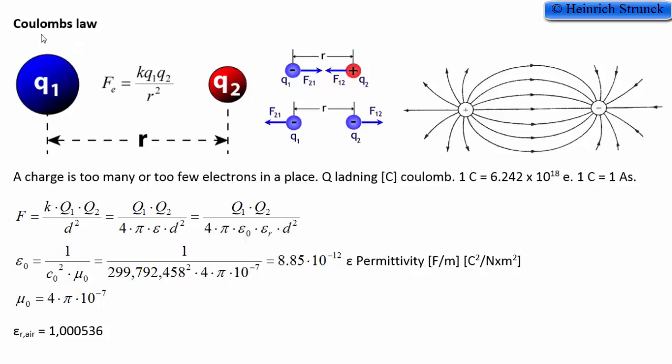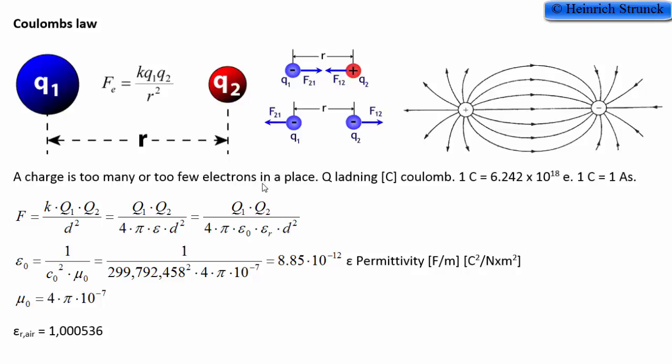We're going to talk about Coulomb's law, and Coulomb's law can help us calculate the force between two charges. A charge is when we have too many or too few electrons in a place. For example, a battery: we have a positive terminal and a negative terminal.